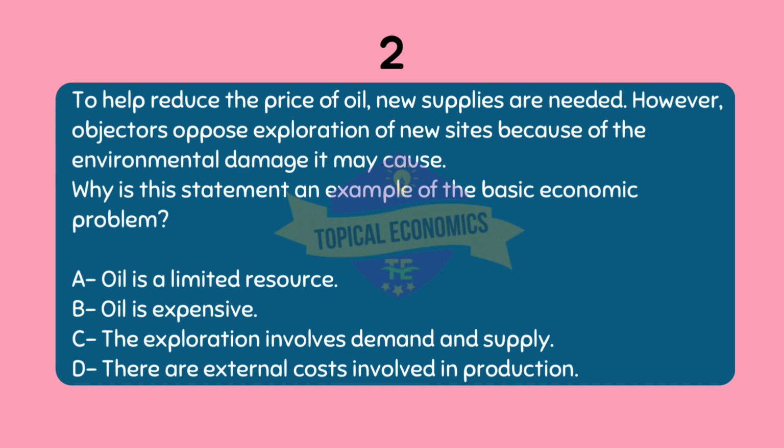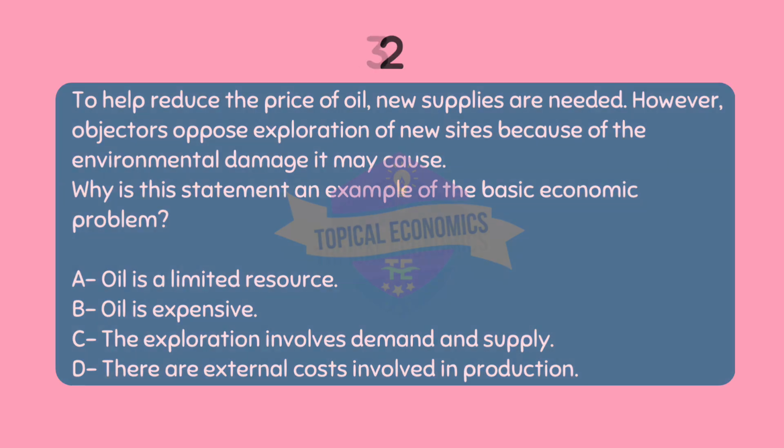Option B, oil is expensive, does not address scarcity directly but rather the price, which can be influenced by scarcity. Option C, the exploration involves demand and supply, is related to market mechanisms but does not address the core issue of limited resources. And Option D, there are external costs involved in production, points to environmental impacts but is not the central focus of the basic economic problem, which is scarcity and the need to allocate resources efficiently.